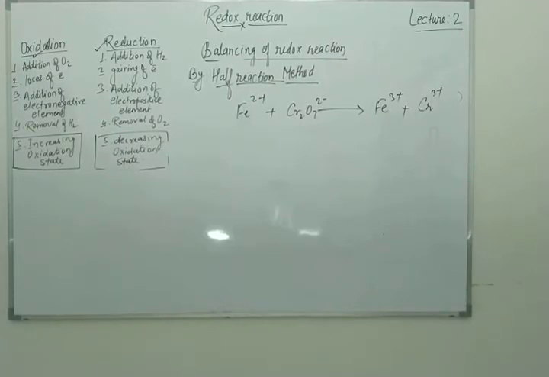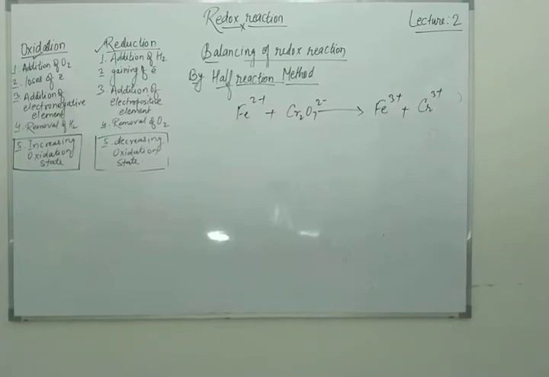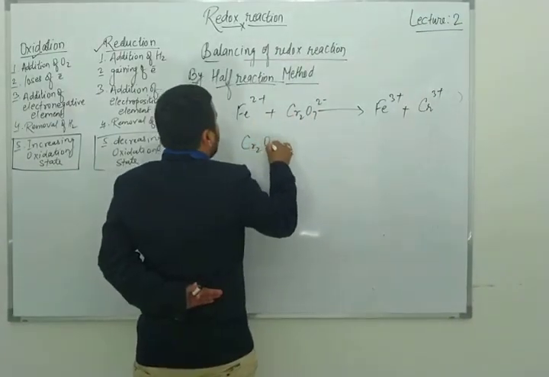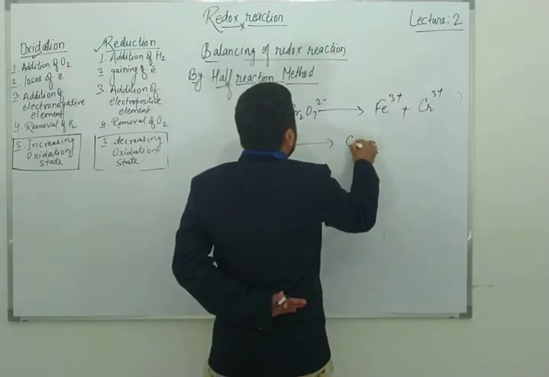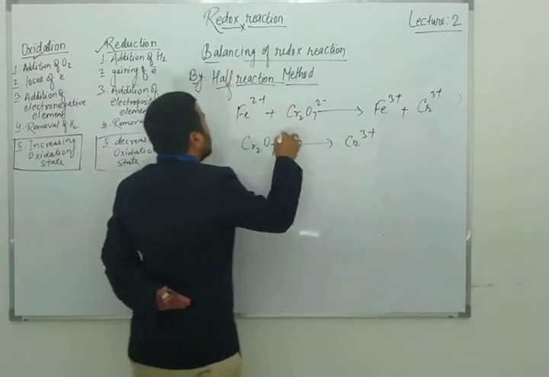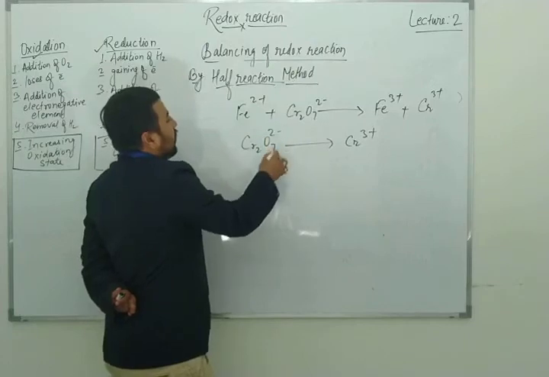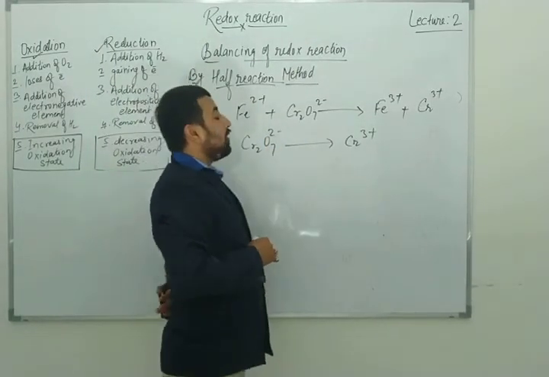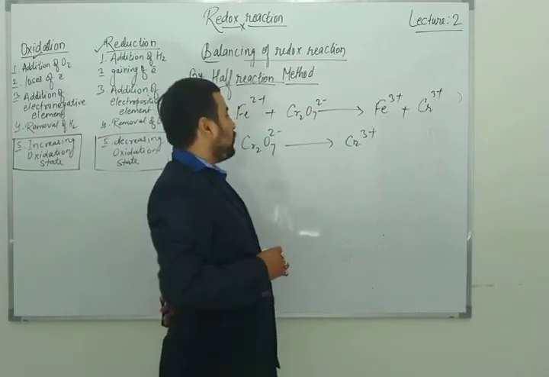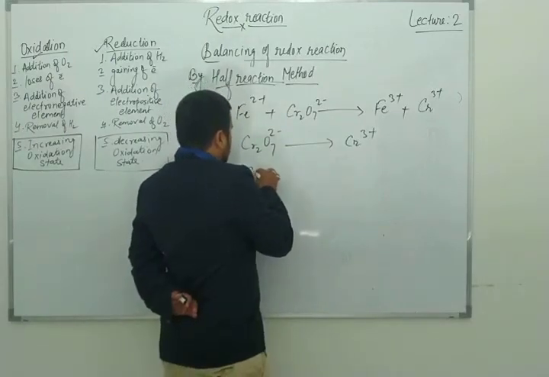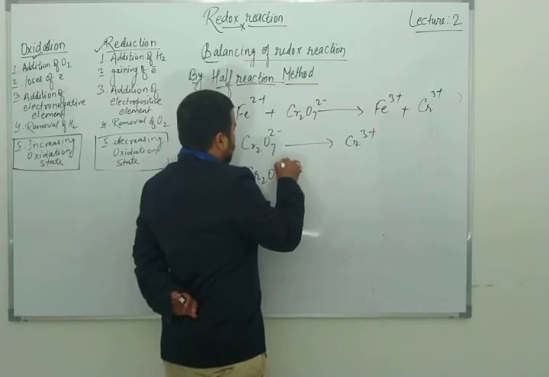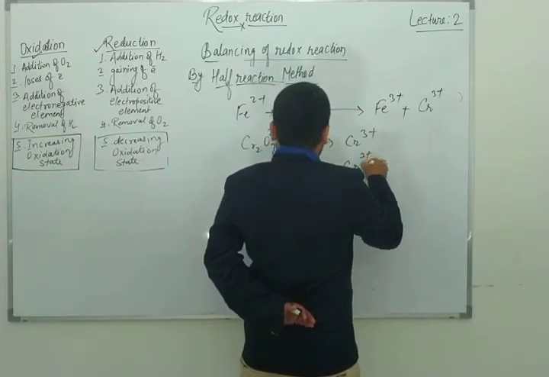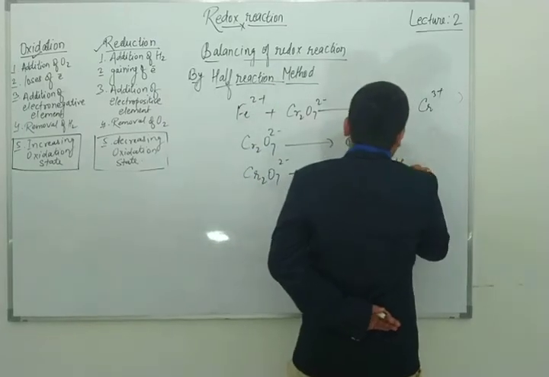you will not be able to understand here. So just suppose if I talk about Cr2O7 converted into Cr3+, then you can ask me, sir, what about this oxygen? Where does this oxygen go? That's why we have to add water molecules. If I talk about Cr2O7 2-, here it will be Cr3+ plus H2O.